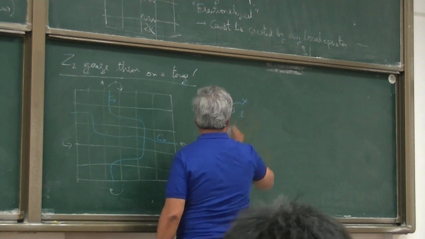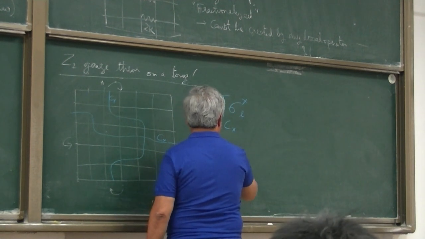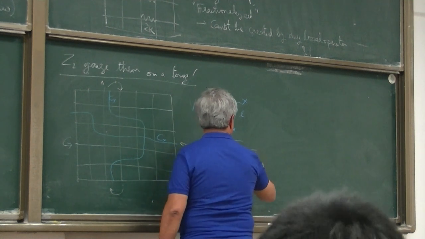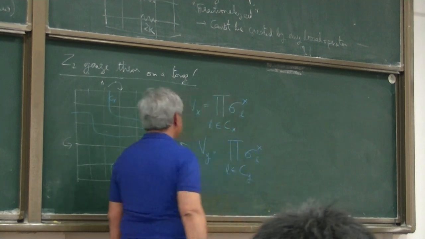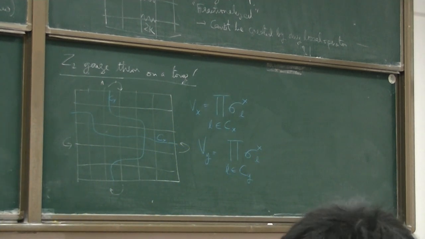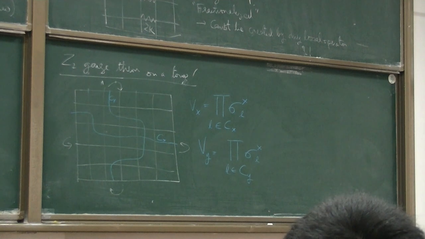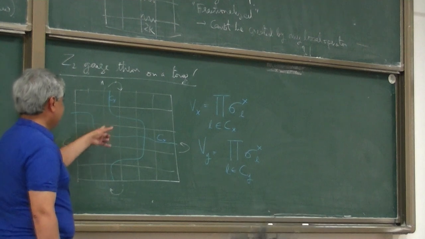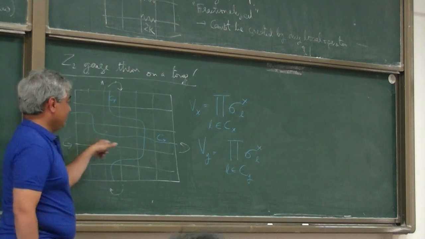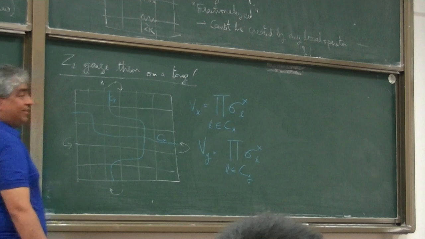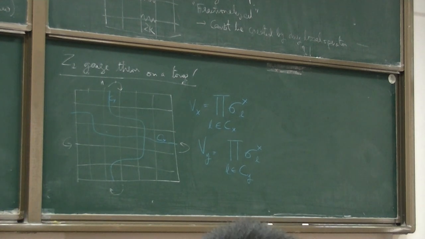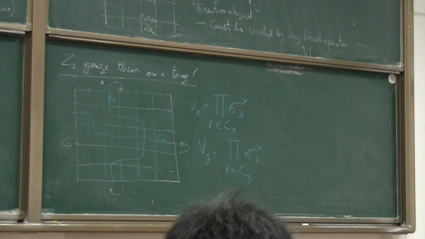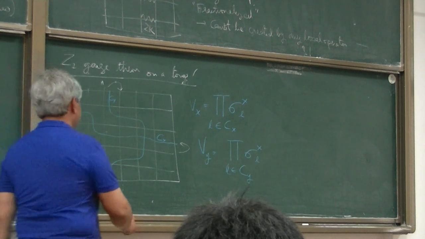Sigma X L, and the same for the other loop. These are not generated by the G i. You can't create them by the G i because the G i sit on the sites, and you can take any product of G i you want, you'll never find this particular product, which goes all the way around the torus. And now it's easy to check, this also commutes with the Hamiltonian. So we also have the fact that these also commute.